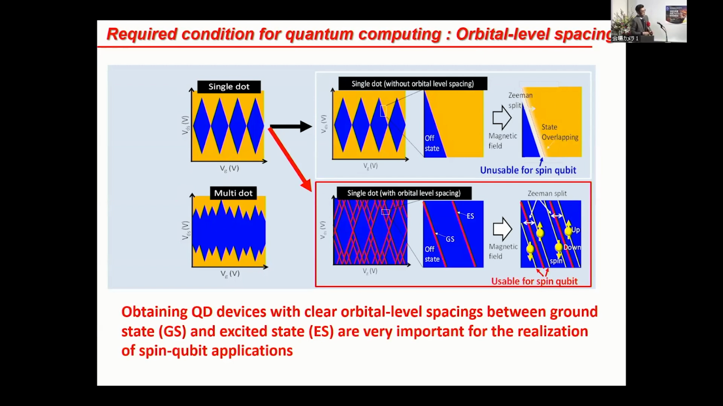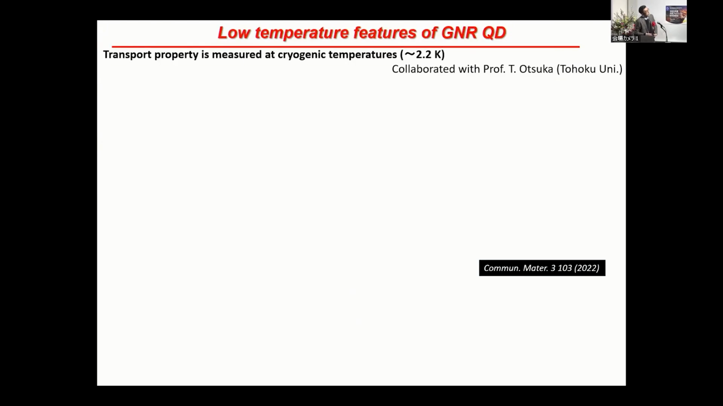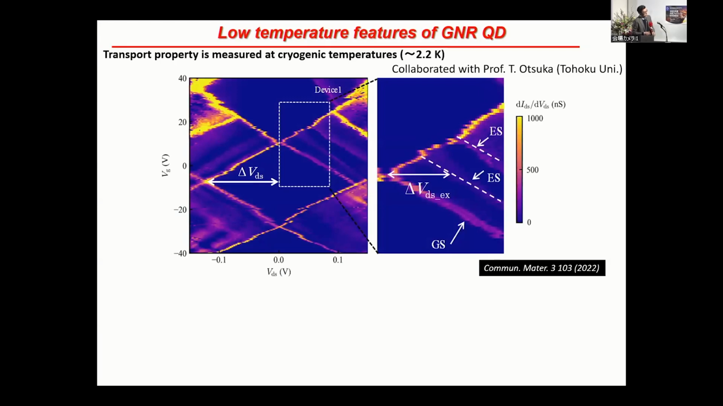features. So we further did a careful analysis by collaborating with Professor Otsuka for real low temperature measurement, and here is the result. This is a 2.2 Kelvin measurement, and as you can see, the clear diamond-like shape can also be obtained. This is the differential conductance mapping versus gate bias and drain-source bias voltages.